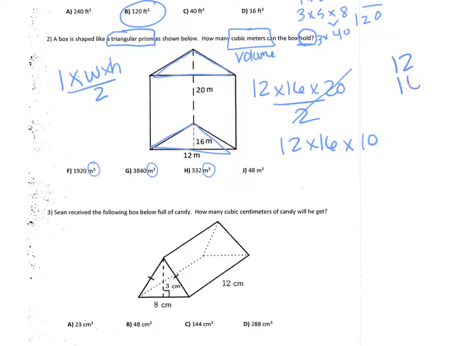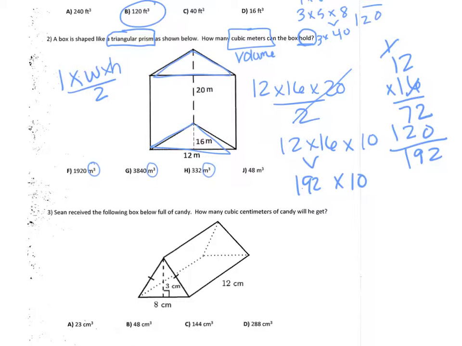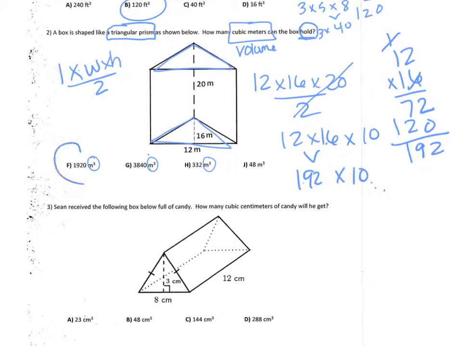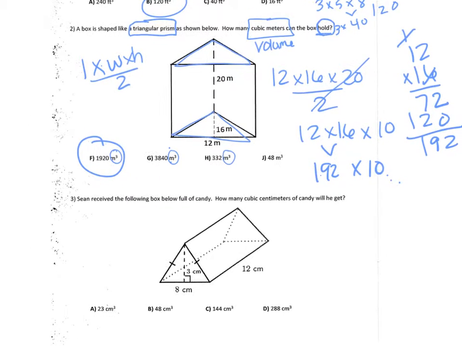So we'll say 12 times 16 first. So that's 192 times 10, or just add a 0. Okay, we get 1920.